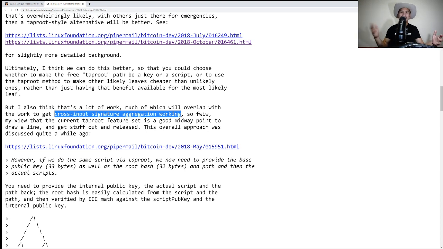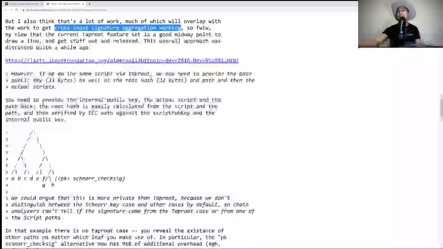The script side, you can have whatever you want, but it costs a little more because you have to reveal more hashes. What he's saying is you can have different stuff in the free stuff, but that's a lot of work, and we'd be optimizing for something that we're not sure is that useful. And there's also cross-input signature aggregation, which everybody wants for version 2 to incentivize coin joins, and a lot of that work's going to have to be done there anyway.